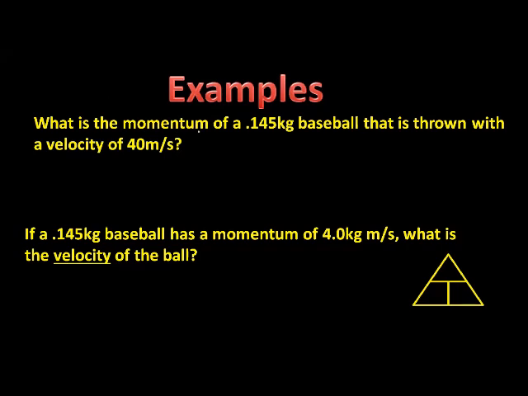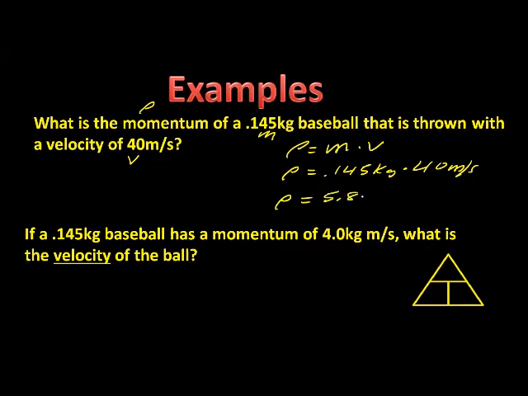And our next problem is very similar to the last two we just worked. This next question says, what is the momentum of a 0.145 kilogram baseball that is thrown with a velocity of 40 meters per second? Again, we're asked to find the momentum, we have the mass, and we also have the velocity of the baseball. Since we're looking for momentum, we can use our momentum equation. Momentum equals mass times velocity. Momentum then is equal to the mass, which is 0.145 kilograms, times the velocity, 40 meters per second. And when we work this out, the momentum of the baseball is 5.8, and of course that's kilogram meters per second.